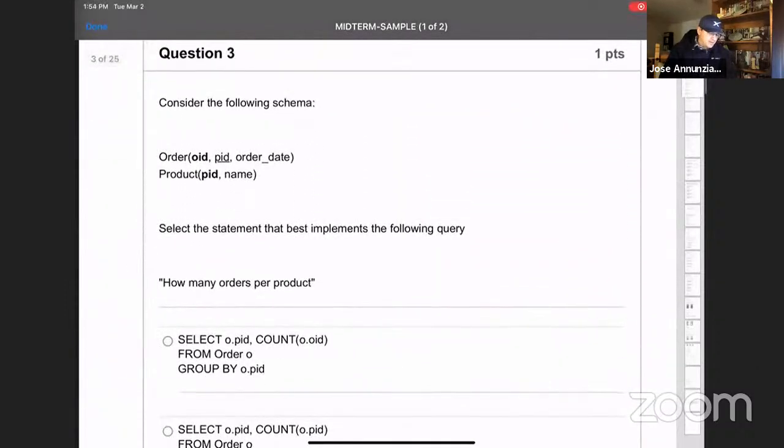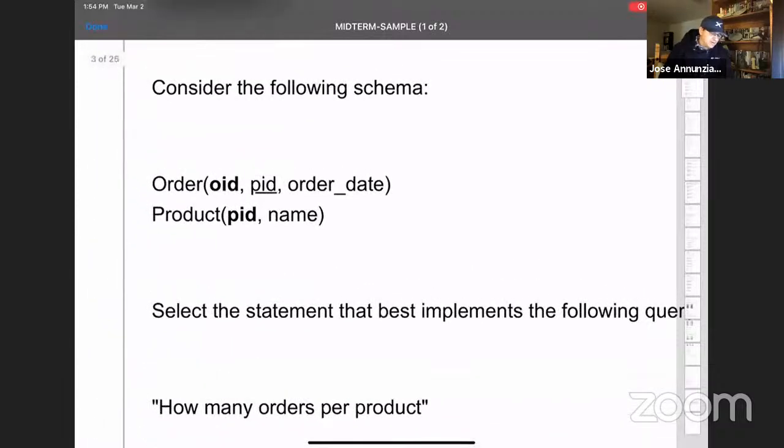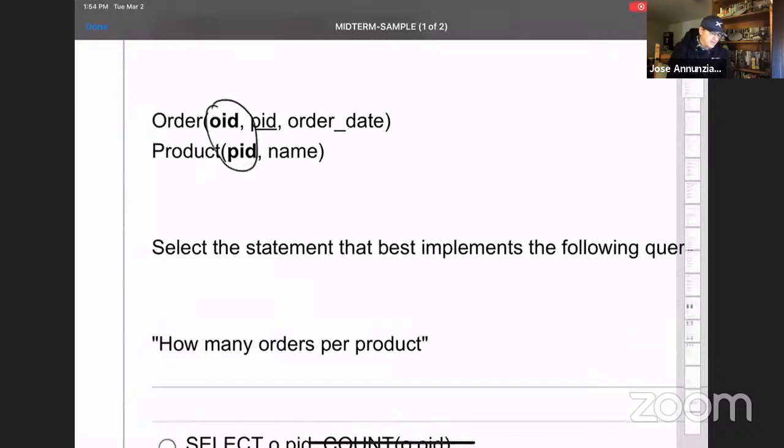All right, so how about number 3? These are just lots and lots of different grouping examples, right? So this one has an order and a product, and they seem to have two primary keys, and this one is a foreign key that references the other primary key, right? So let's, oops, can I erase this? Can I erase this?